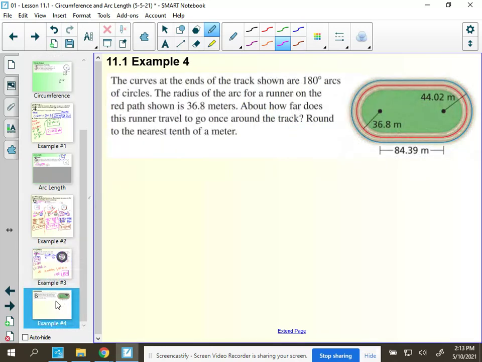Last one. Look at that. Fourth example. We're doing all right time-wise. Let's read. I didn't do a great job of reading that last one. The curves at the ends of the track shown are 180-degree arcs. So the curved part, 180-degree arcs.